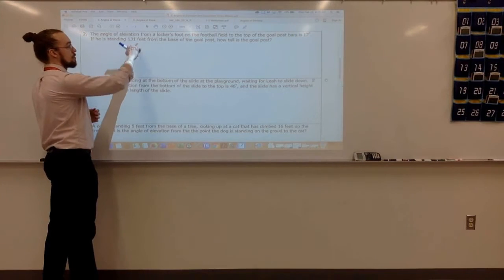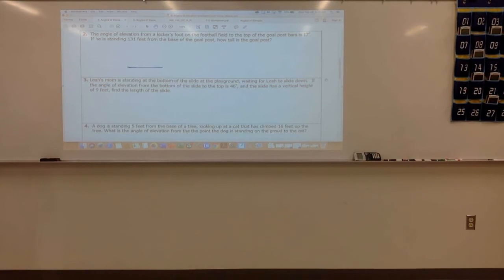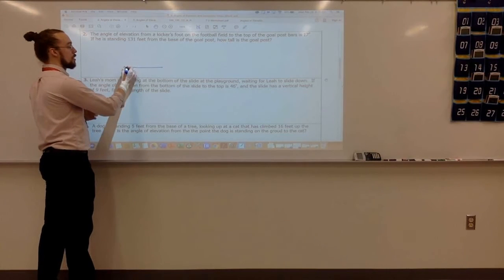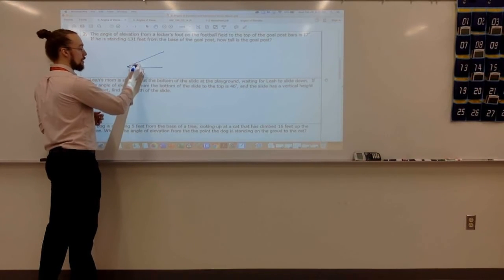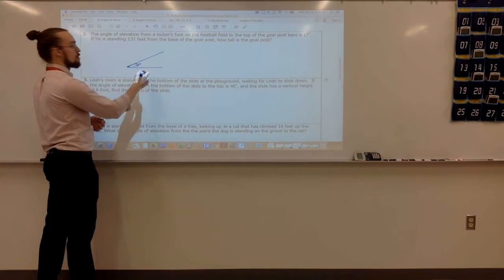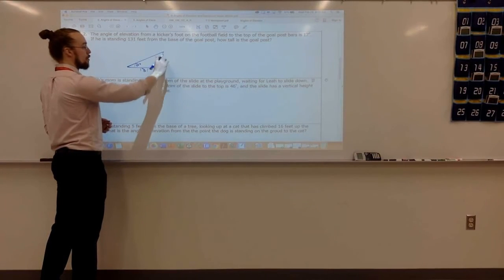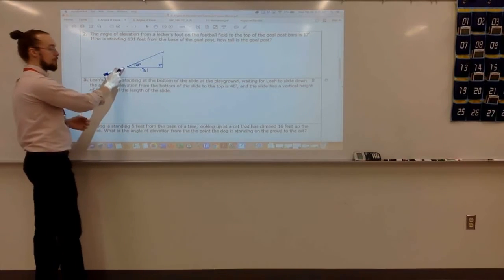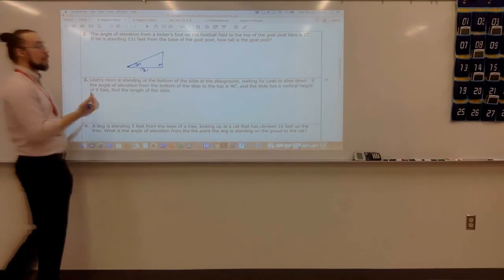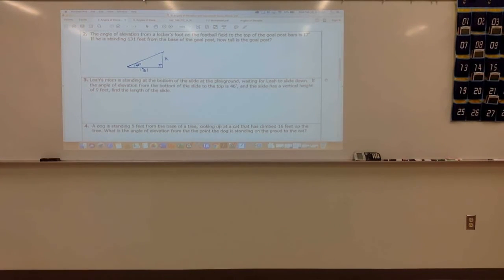So in this case, we don't have that little extra height that we did in the first problem, right? Because we're talking about somebody's foot, not their line of sight. So the bottom of my triangle is the ground. The angle of elevation is 17 degrees. And this person is standing 131 feet from the base of the goalpost. So here's the goalpost. Here's the kicker. Our goal is to figure out the height of the goalpost. So this would be our setup for this problem.